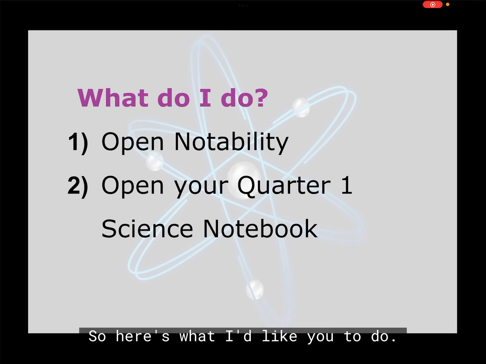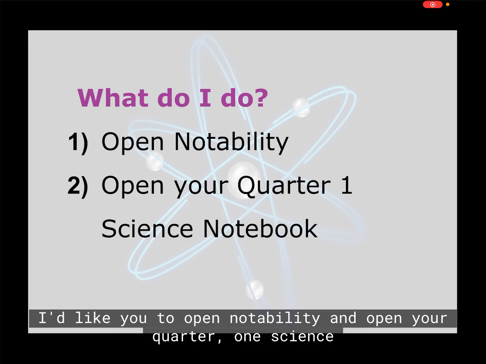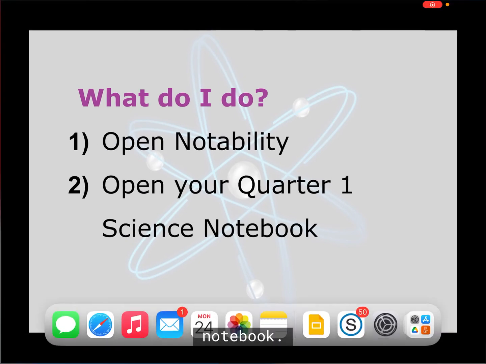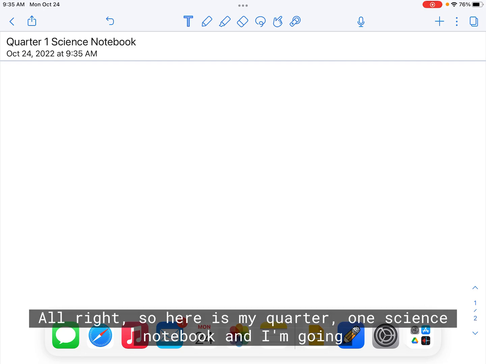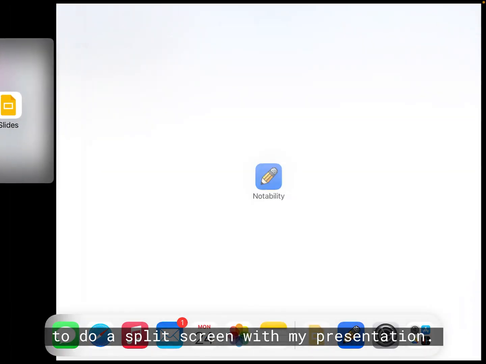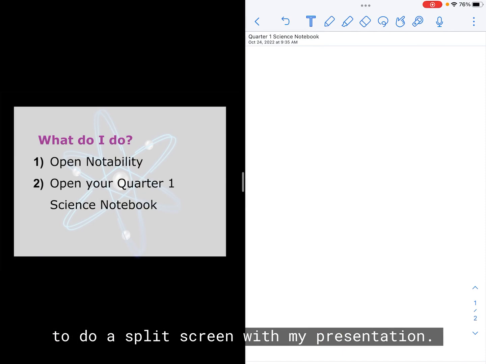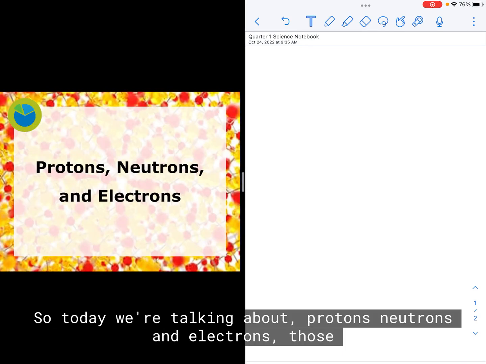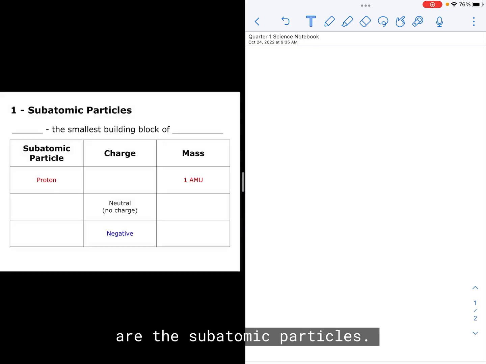So here's what I'd like you to do. I'd like you to open Notability and open your quarter one science notebook. All right, so here is my quarter one science notebook, and I'm gonna do a split screen with my presentation. So today we're talking about protons, neutrons, and electrons. Those are the subatomic particles.